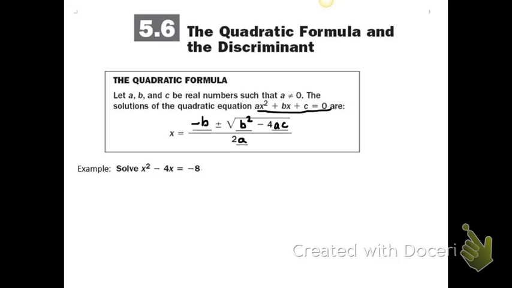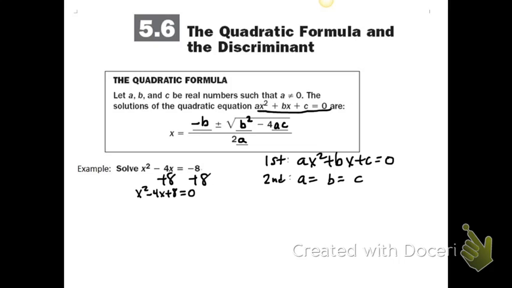In order to solve, you first make sure it's in standard form set equal to 0. So first, make sure you have ax squared plus bx plus c set equal to 0. So I need to actually add 8 to both sides if I'm going to do that. So this is going to become x squared minus 4x plus 8 equals 0. Now that I have that, basically all you have to do is set up what a equals, b equals, and c equals and substitute into the formula.